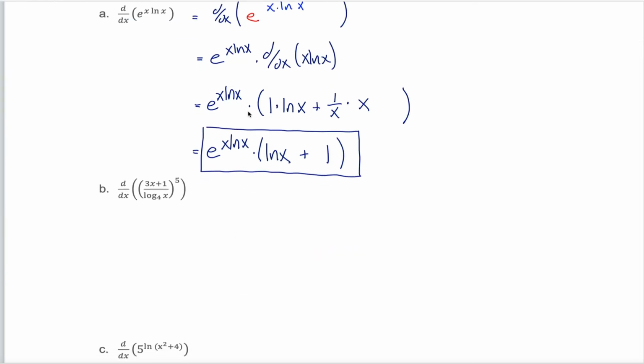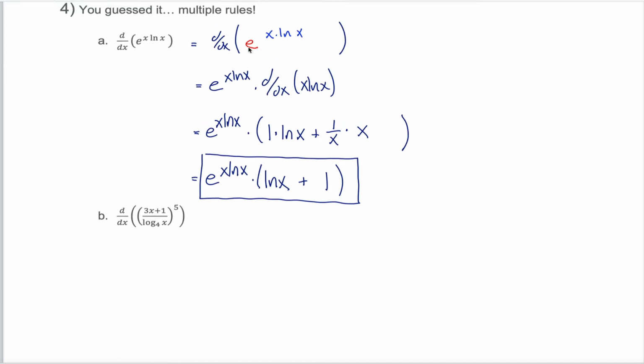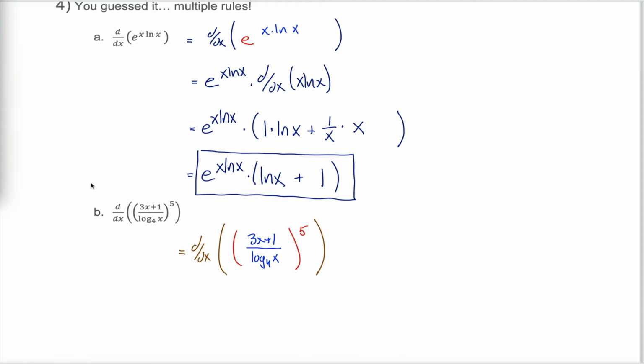The next example is a lot like the example that we just did. In the example we just did, we started out with the chain rule, and then inside the chain rule, there was a product rule. In this example, we're again going to start out with the chain rule. We've got something raised to the 5th power, but then inside that chain rule, the something that's being raised to the 5th power is a quotient, 3x plus 1 over the log base 4 of x. We've got a quotient rule inside of a chain rule. Is that something you can deal with? If so, it's pretty impressive.